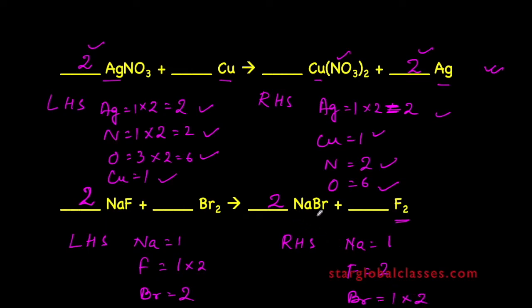When we multiply this NaBr by 2, it means sodium is also multiplied by 2, it also became 2. Sodium on the left hand side also became 2 because we have multiplied by 2, so it is 2, fluorine 2, bromine 2. Now we can check. Sodium on the left hand side 2, right hand side 2, fluorine left hand side 2, right hand side 2. You can see here fluorine 2 and 2 fluorine atoms here. Bromine on the left hand side are 2 and bromine on the right hand side are also 2. The equation is balanced.